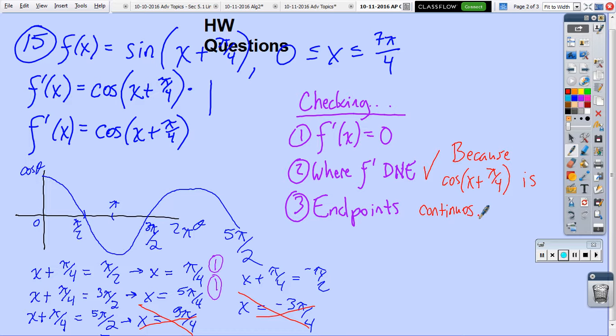Okay, and then that last one, the endpoint, which is easy enough. Plug in. Now be careful. The endpoint of the function: you're plugging in 0 into the function sine of x plus pi over 4. You're plugging in 7 pi over 4 into f of x. So number 3. f of 0 would be equal to what? You have sine of pi over 4.